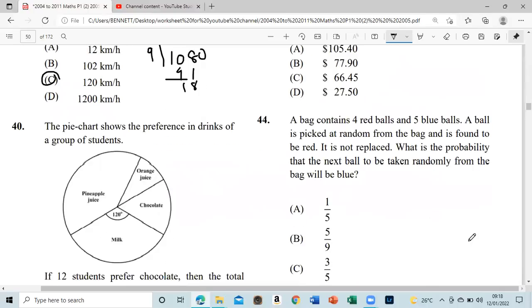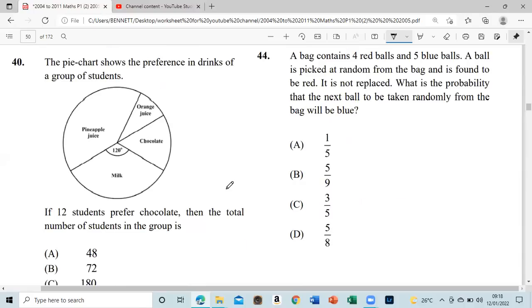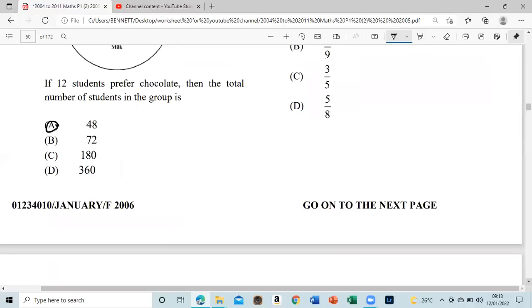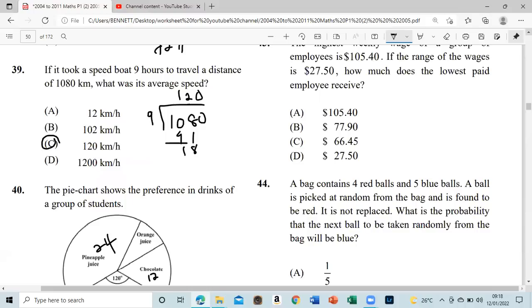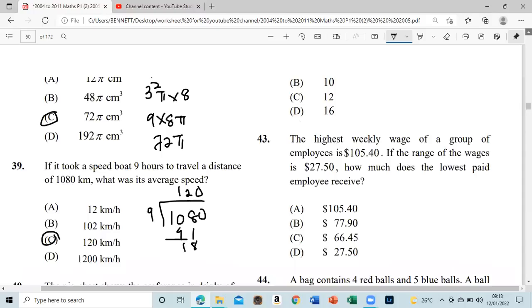The pie chart refers to the drink preference of a group of students. If 12 students prefer chocolate, then the total number of students in the group is, so 12 prefer chocolate, we did this already. Double this, so this is 24, and then this side is 24. This comes up in all the papers that I've seen so far. 24 and 24, that's 48. So students should just be familiar with this. I'm encouraging you to watch my other videos. Some of them are just kind of a breeze to go through.